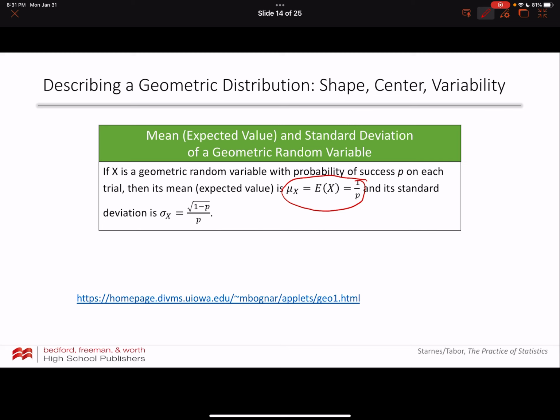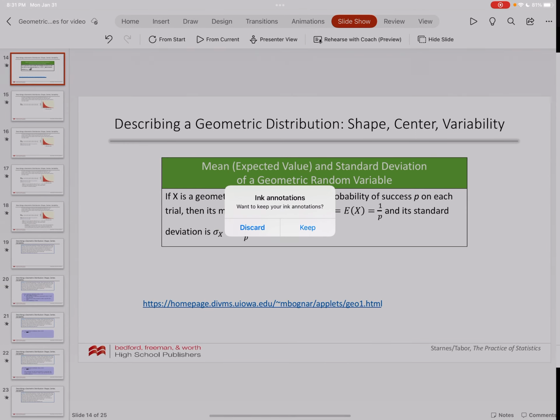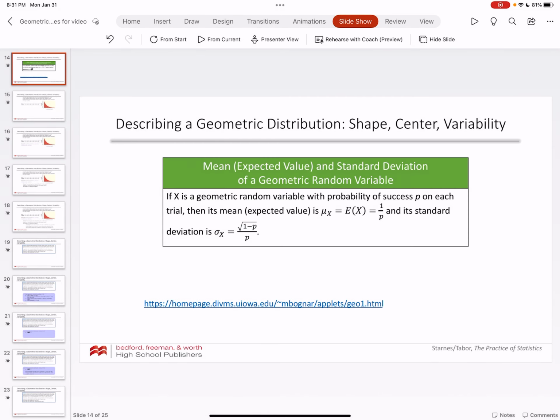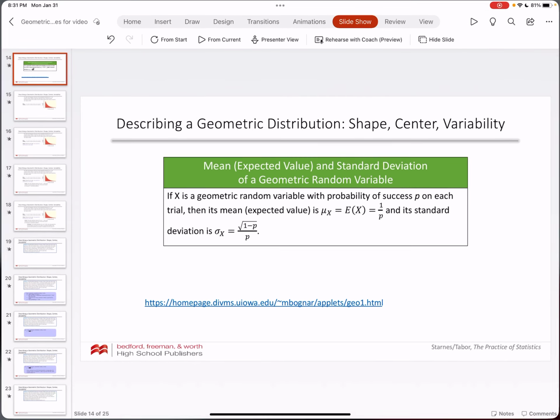And then here's the formula for standard deviation. That's a little bit less obvious, but I'm just going to ask you to trust me on that one. And then let me get out of here because I want to show you a little bit about shape. So hang on.